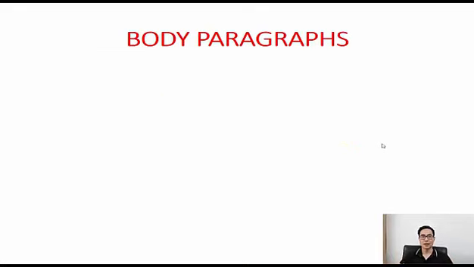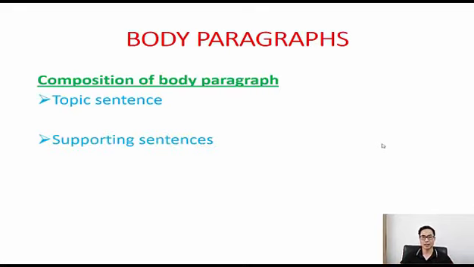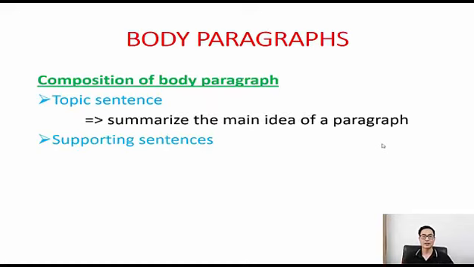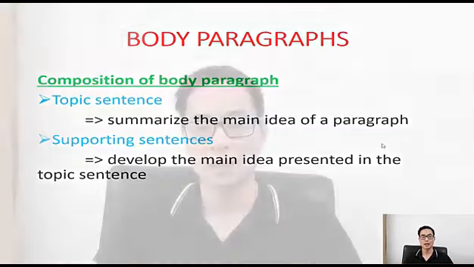To develop these ideas after brainstorming, you should use a common composition of a body paragraph. It must contain one topic sentence completed by several supporting sentences. The topic sentence summarizes the main idea of the body paragraph, and supporting sentences develop the main ideas presented in the topic sentence. Here we go, an example of a body paragraph. Underlined is the topic sentence, and the rest are supporting sentences.